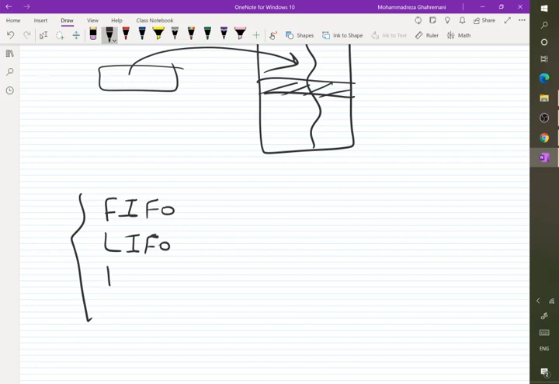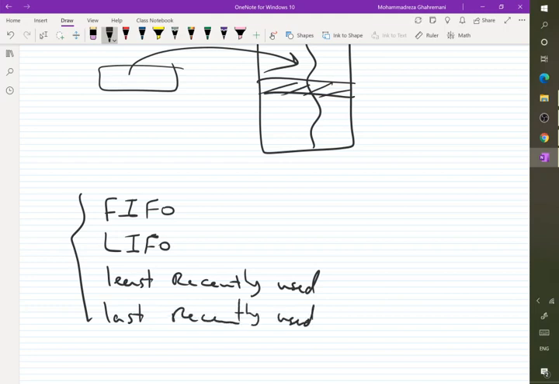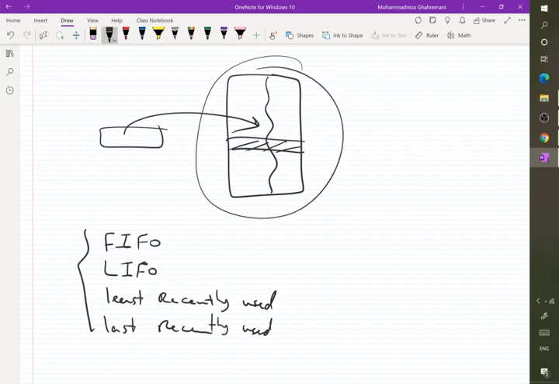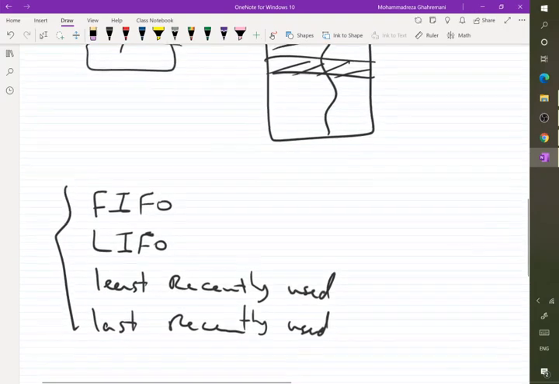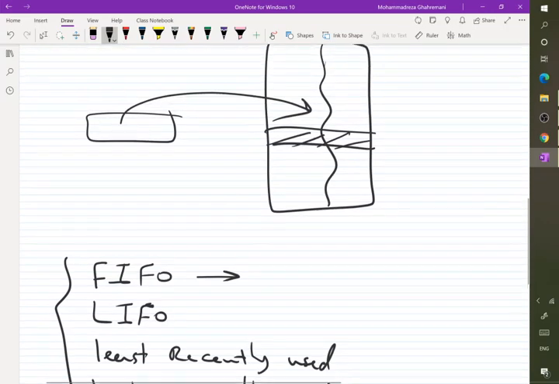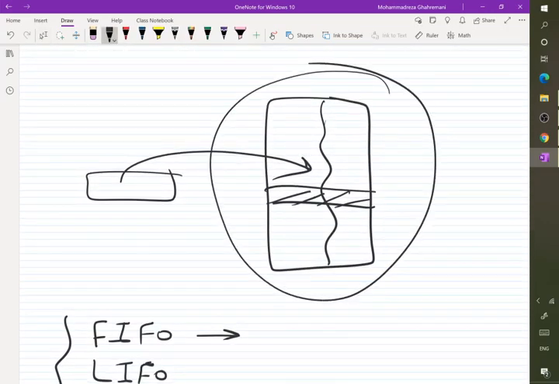We have least recently used, and we have most recently used. These are the ways that we determine which block should be replaced in the cache if the cache is full. What is FIFO? FIFO stands for first in, first out. So the first block in the cache which was filled should be replaced.